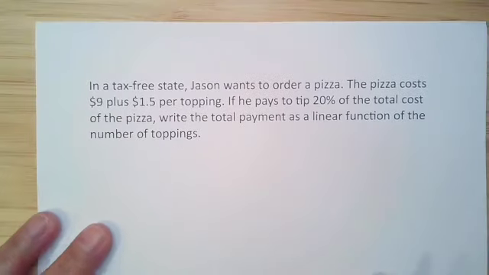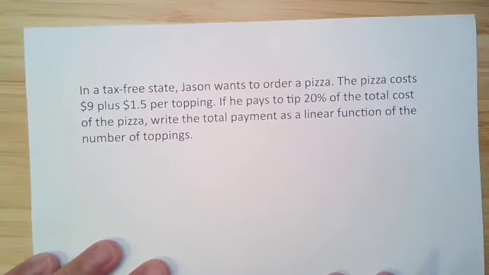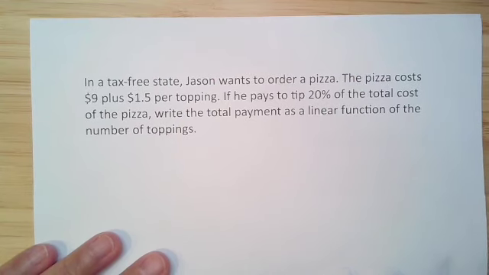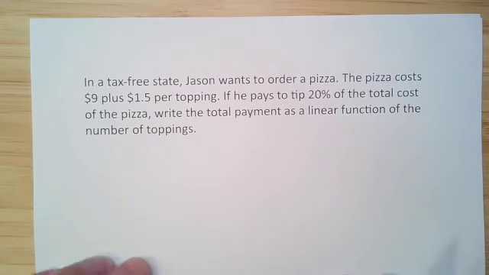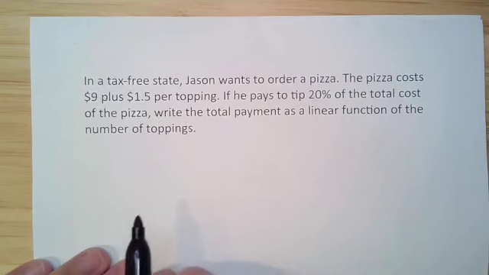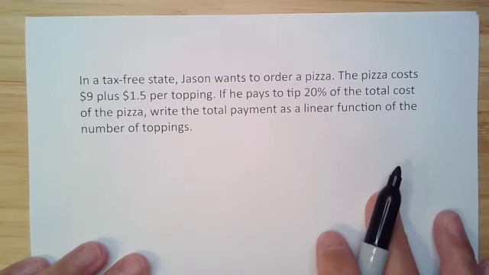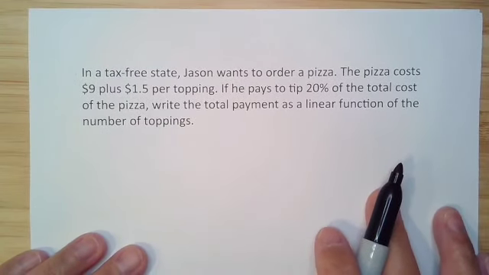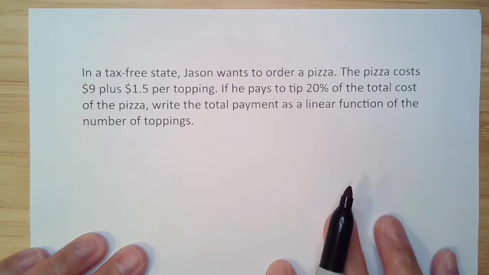Going to work on some word problems. I just got two word problems. Okay, so if you cannot see clearly, I'm going to read it. In a tax-free state, I don't know where that is, Jason wants to order a pizza. The pizza costs $9 plus $1.5 per topping.